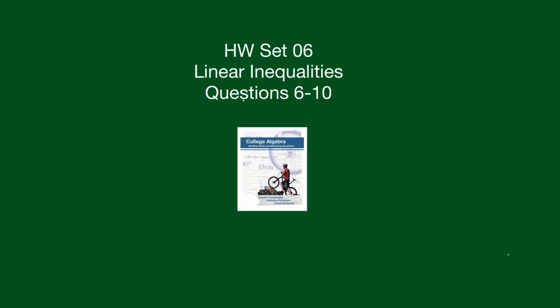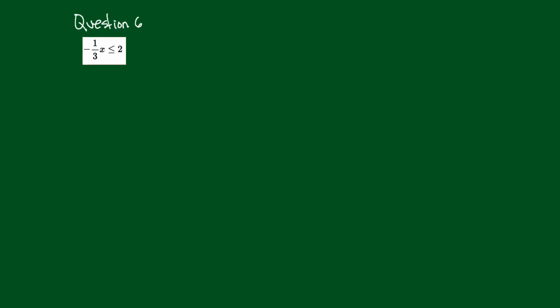This is homework set 6, linear inequalities, but now we'll look at questions 6 through 10. Question 6, we've got a negative fraction multiplying the x. The way I'm going to handle this is, if there's a negative in front of a fraction, I like to write it on the top. So I'm going to write it as negative 1 over 3x less than or equal to 2.